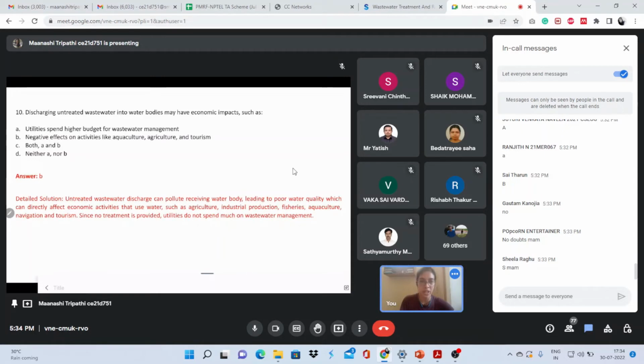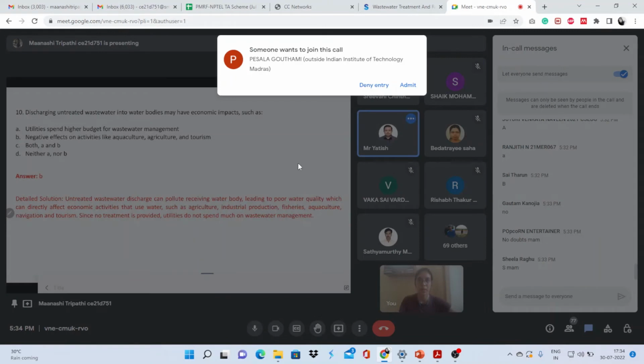We are discharging untreated wastewater. Means we are not spending a penny. The wastewater management services are not spending anything on the wastewater treatment, because we are discharging untreated wastewater into the water bodies. That is why the wastewater management concept is not here. Okay, I hope you understood the question. Thank you, ma'am.